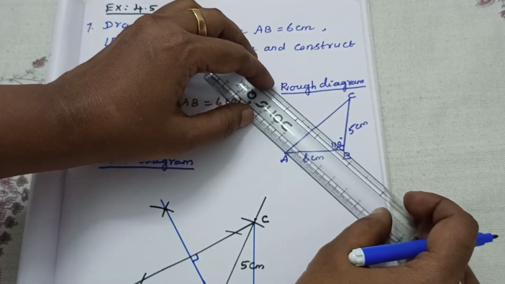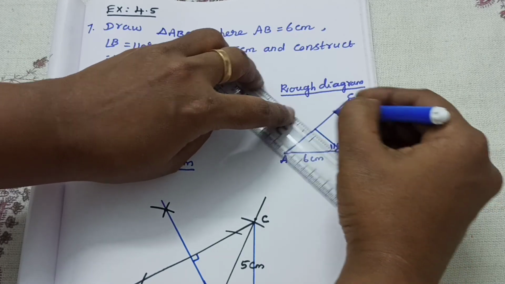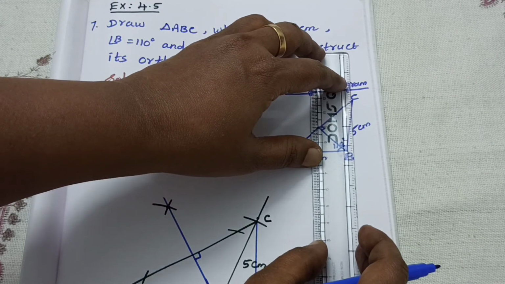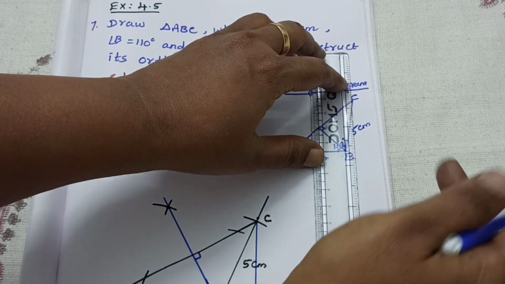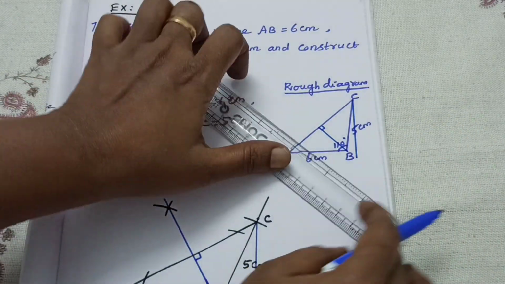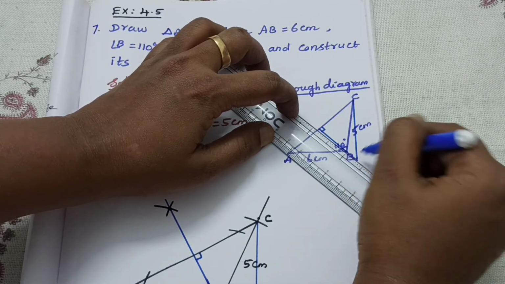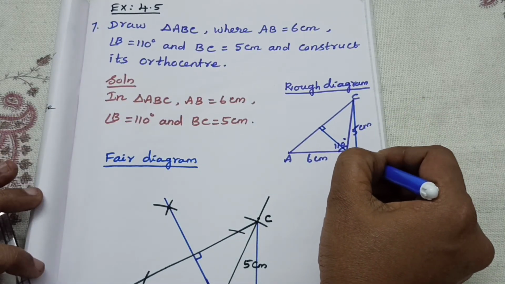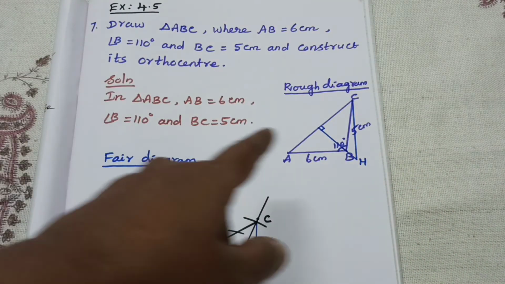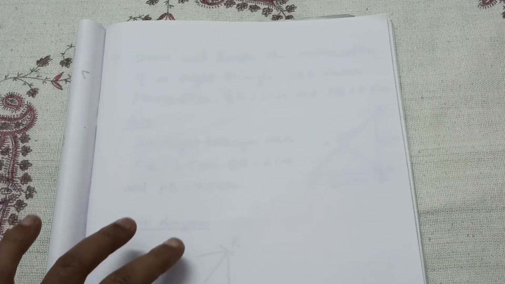From here to here, this is one altitude. You can draw an altitude. Then afterwards, from C, another altitude. These two altitudes' intersecting place is called what? Orthocenter. Like this we can draw. Have you understood? This is the seventh sum rough diagram. Okay. Have you understood that?